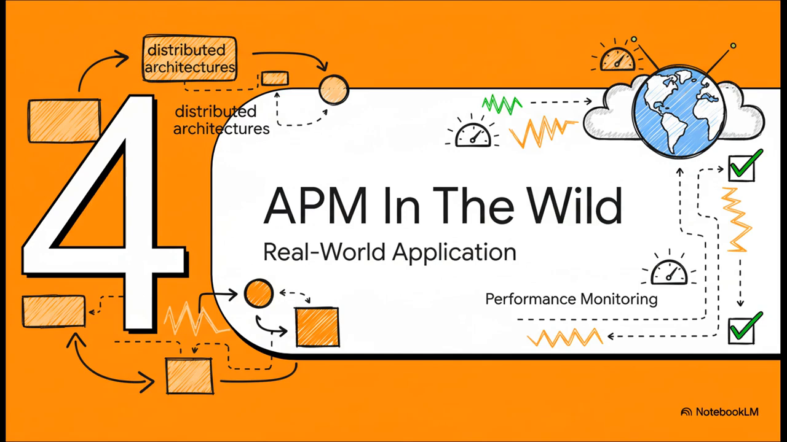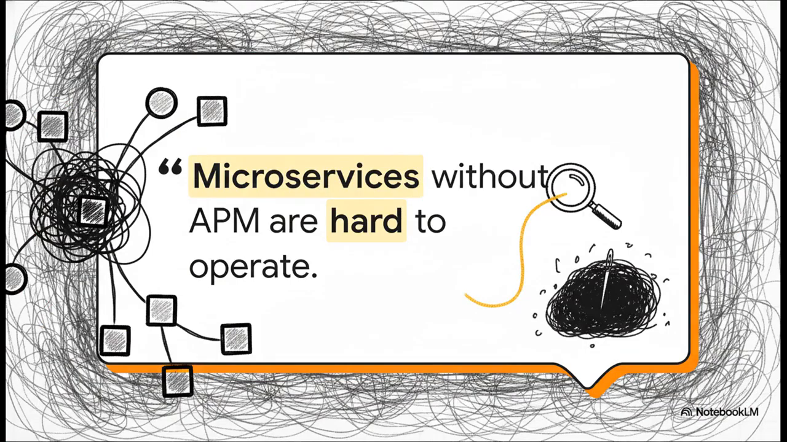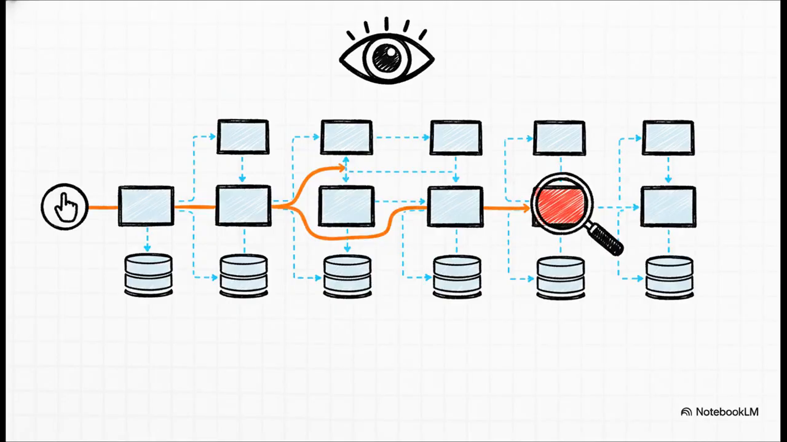Okay, so theory is one thing. Let's talk about where this stuff really shines in the real world. Because these days, especially with complex modern apps, APM has gone from a nice-to-have to an absolute must-have. I love this quote because it just hits the nail on the head. Microservices without APM are hard to operate. I mean, if your app is made up of 10, 20, or even hundreds of tiny services all talking to each other, trying to find a performance problem without APM is, well, it's like finding a needle in a haystack, a burning haystack. The superpower that APM gives you in these situations is called distributed tracing.